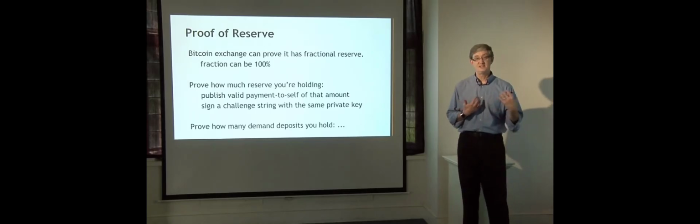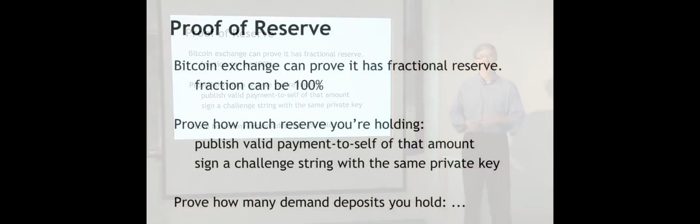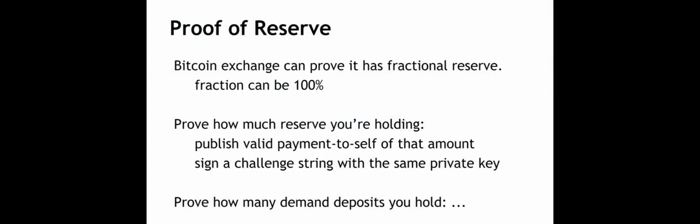Now, strictly speaking, that's not a proof that the party who's claiming to own the reserve owns it. All this proves is that whoever does own that 100,000 Bitcoins is willing to cooperate in this process. But nonetheless, this looks like a proof that somebody controls or knows someone who controls the given amount of money. So the first piece is to prove how much reserve you have. And the second piece is to prove how many demand deposits the group holds.